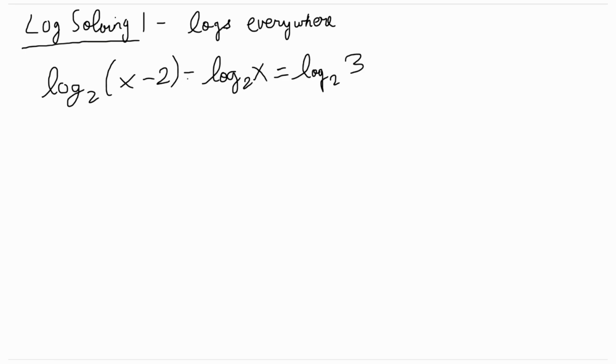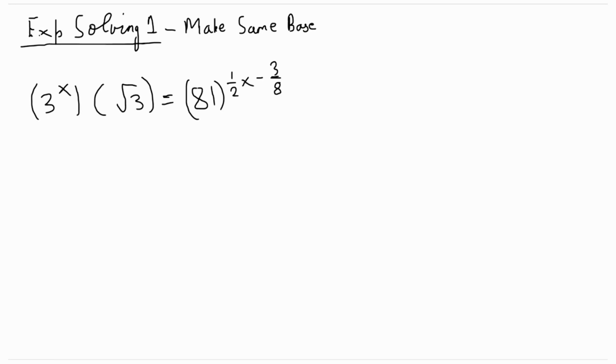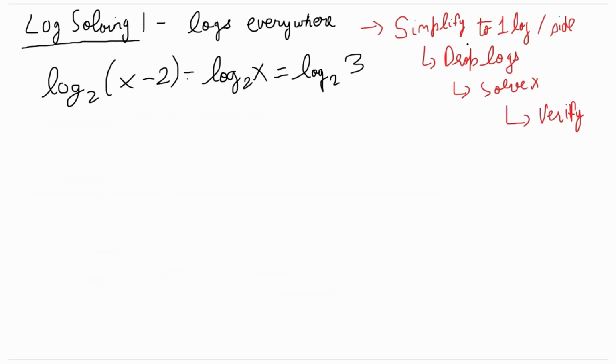Now with log solving, the first case is when there's logs everywhere. An example of this is this equation: log 2 (x minus 2) minus log 2 x equals log 2 3. So this is exactly like what you did with the first case of exponents. You make the same base. All you do is you turn everything into one log on both sides. Then you drop the logs just like you drop the exponents in exponents, solve for x and verify.